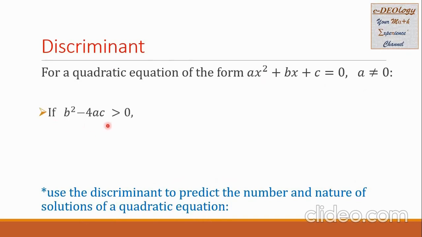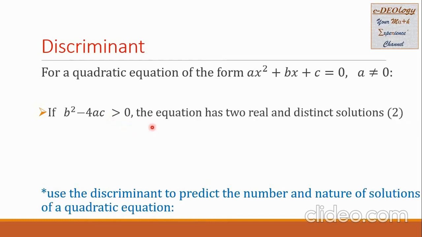If the discriminant b squared minus 4ac is greater than 0, it means the discriminant is positive. The equation has two real and distinct solutions. Or we can say that there are two answers, and these two answers are real numbers.